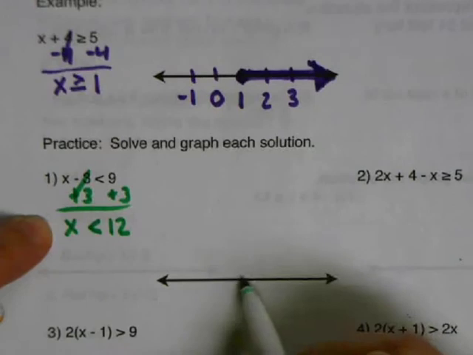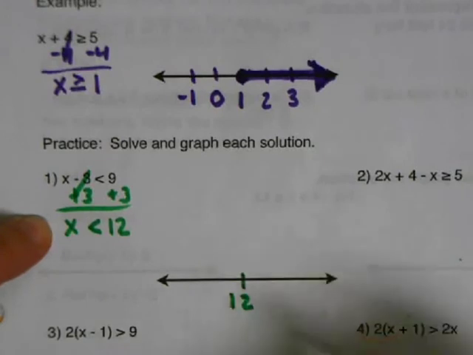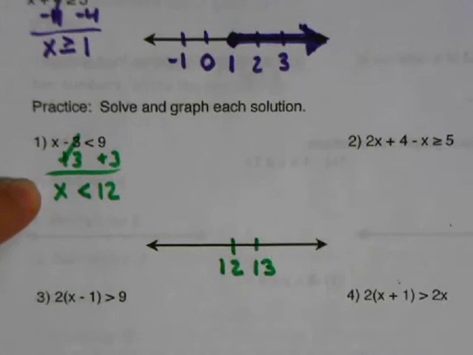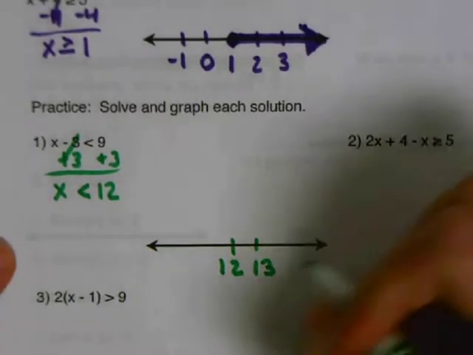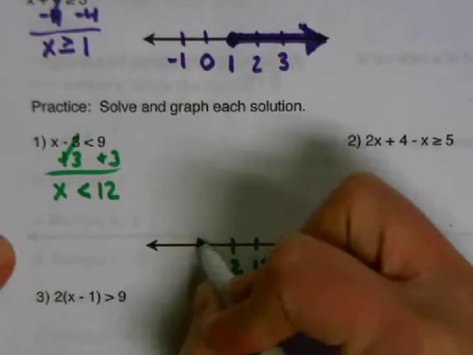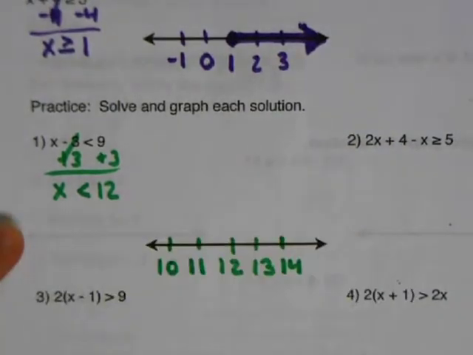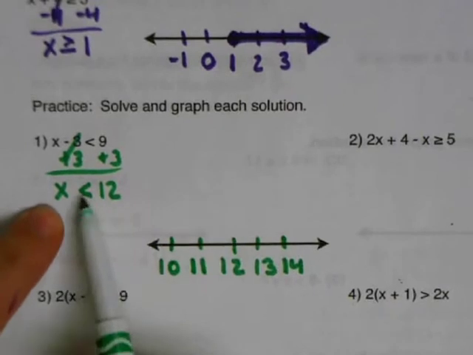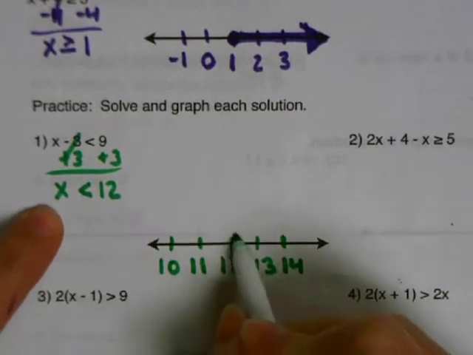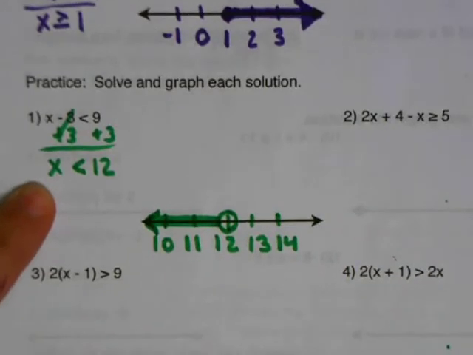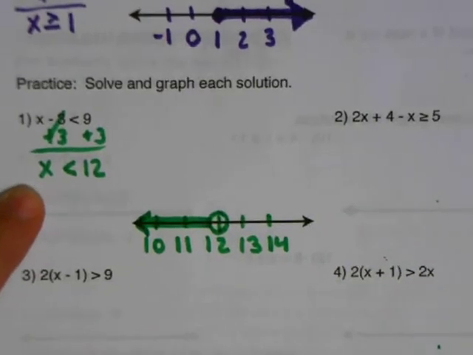So how would we show that on a graph? Well, let's say 12 is right here. Point of reference, we can make 13 here. We've got 14. If we go down here, we've got 11. How about 10? So x is anything that is less than 12. Can it be 12? No. So we do an open circle. Anything that is less than 12. Right there.